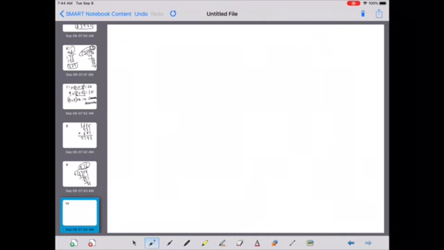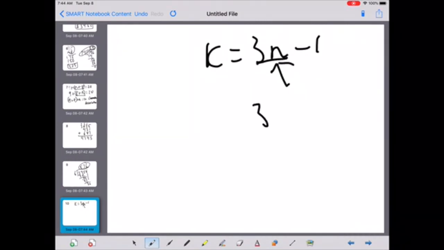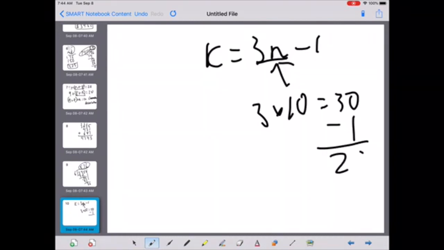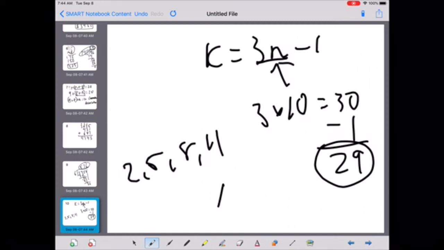Here comes 26. It says the rule of the following sequence is k equals 3n minus 1. What is the 10th term in the sequence? So k equals 3n minus 1. Now they say stick 10 in for n. Letter next to a number means multiply. So 3 times 10 equals 30 minus the 1 equals 29. That's the 10th term. B says, what pattern do you recognize in this sequence? They gave me 2, 5, 8, 11. The sequence is add 3.